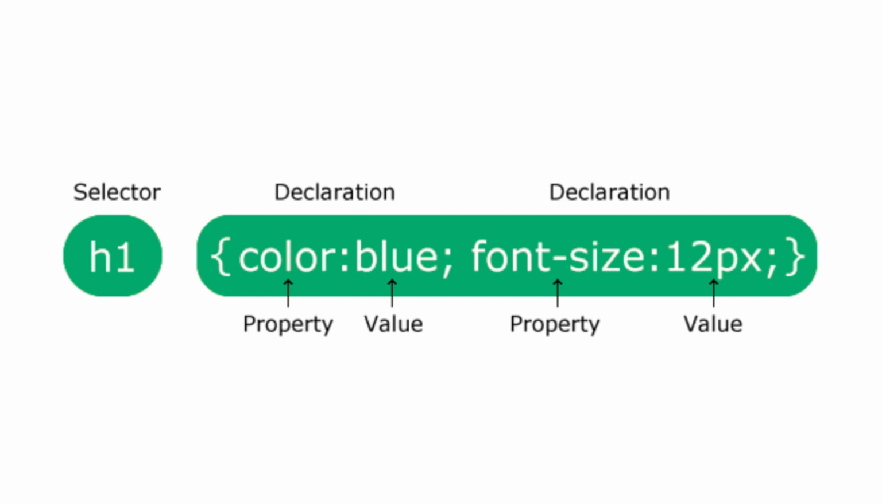Here h1 is your selector because we want to select the h1 tag, or the h1 heading, from the HTML document. And in the declaration block, there is a property and its value. That means the property may be background color and the value is red. It means we want to apply the background color of the heading to red because we have selected the h1 tag.